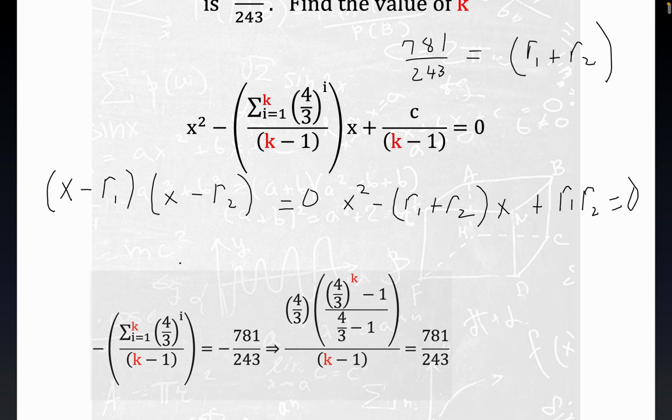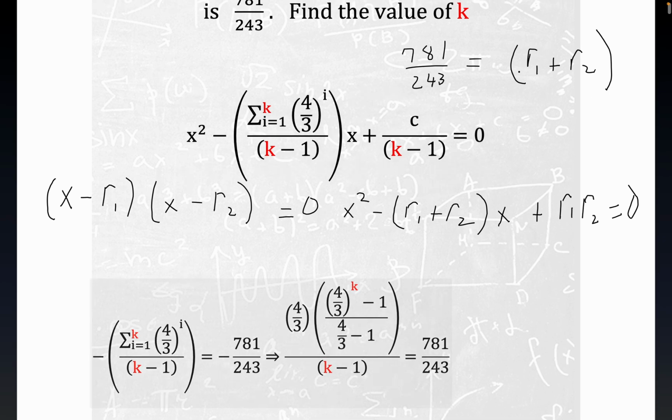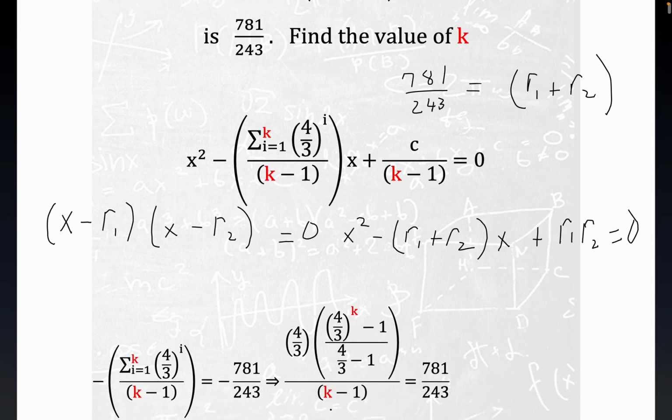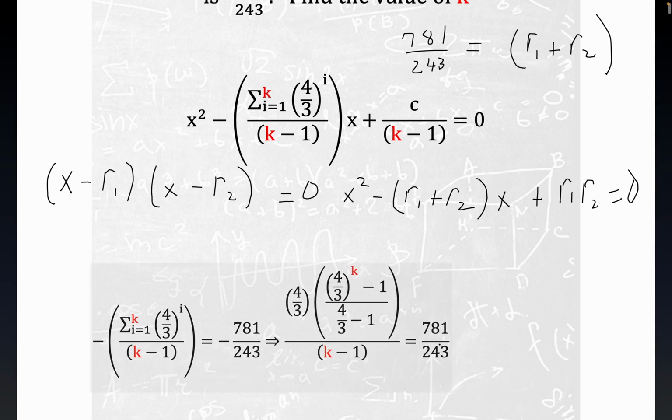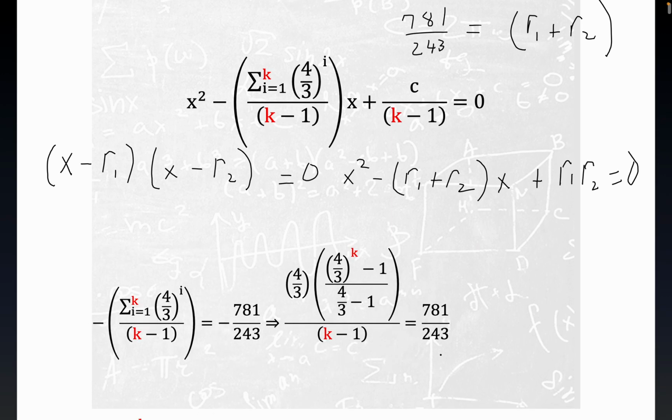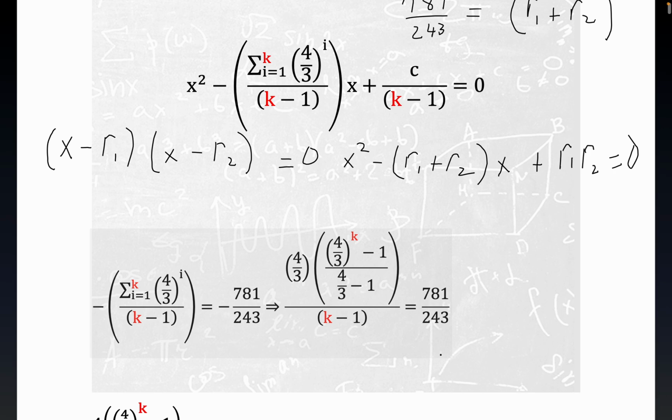So let's go down and see what happens here. We use that information. R1 plus R2 is equal to 781/243, right? And so we get this statement right here. The minus sign here and the minus sign here are going to cancel out, right? And so we end up with this statement right here. And you see how it's going to work out for us nicely here? Well, maybe not so nicely.